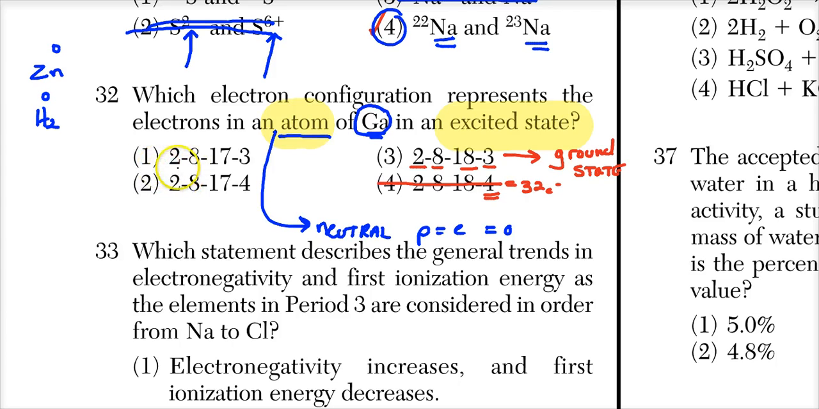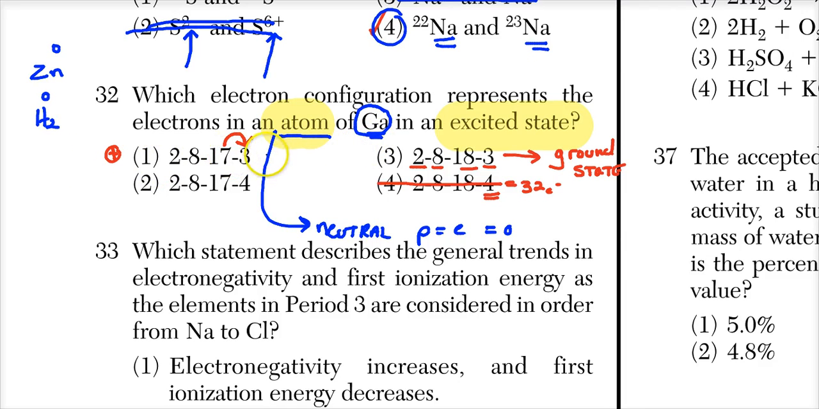Look at choice 1 for a second, 2-8, 18-3. Now we know that 18 electrons fill the third energy level. But now an electron must have jumped from the third to the fourth in order for this to happen. Notice 2 and 8 are still the correct numbers. 2 electrons fill the first energy level, 8 fill the second, 18 fill the third. So apparently an electron leapt away from the positive pulling force of the nucleus and jumped to the fourth. So this is an excited state, but is it gallium?